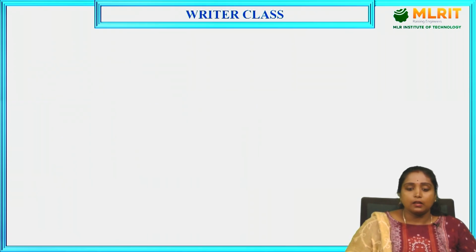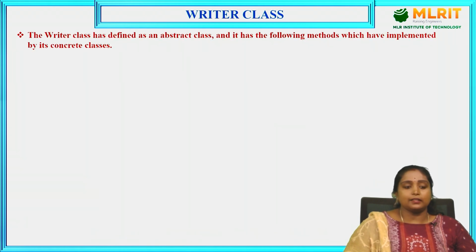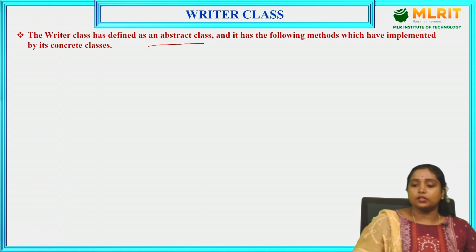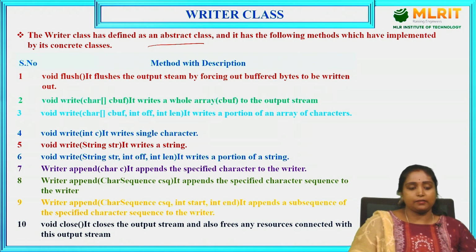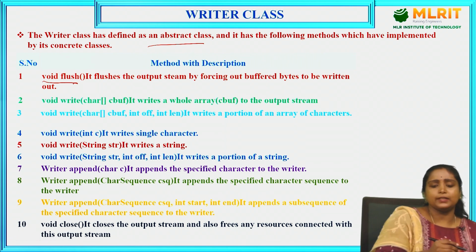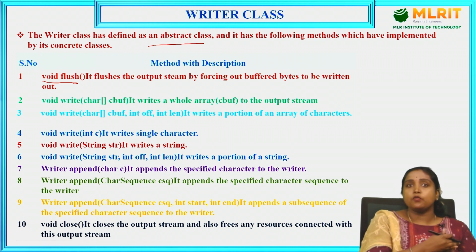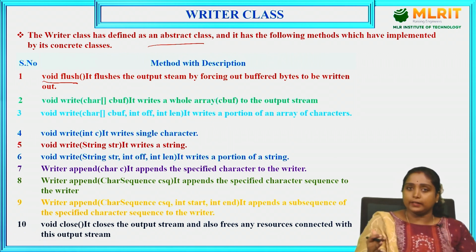Okay, so next, the Writer class. The output operations will be done using the Writer class in the character stream, right? So here is the Writer class. It is an abstract class which has the following methods. First one is flush. If an output stream has some data, flush will force whatever data you have in the stream to be written out.